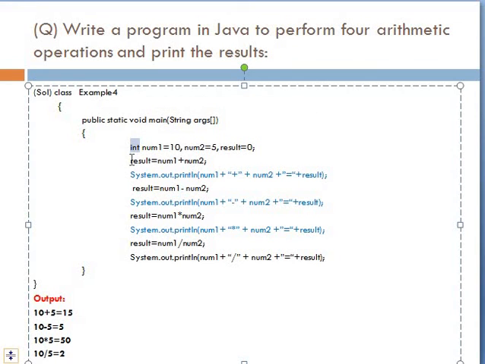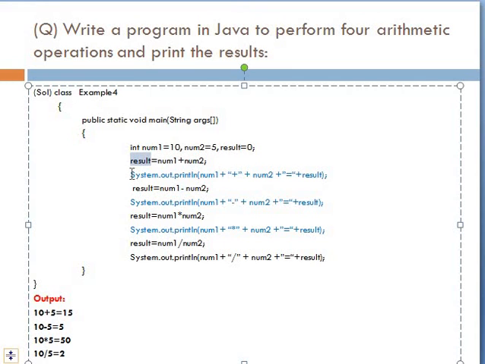Then in the next line, the result has been calculated. The result is num1 plus num2. So when num1 plus num2, the value of num1 is 10 and the value of num2 is 5. So this gives 10 plus 5, and that is 15. So 15 is the value which gets stored in the variable called result.